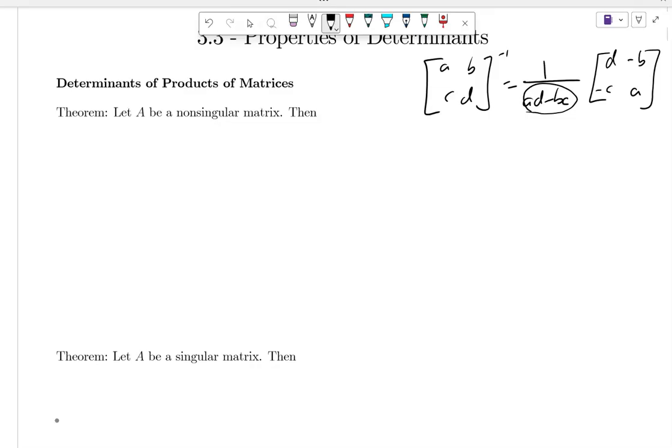To get there, though, let's talk about a couple of theorems here that allow us to talk about this idea with the determinant. So the theorem is that we have a non-singular matrix. Non-singular means, again, what? It has an inverse, right? Good. It's invertible. So then the actual theorem here is that the determinant of A is not equal to 0.